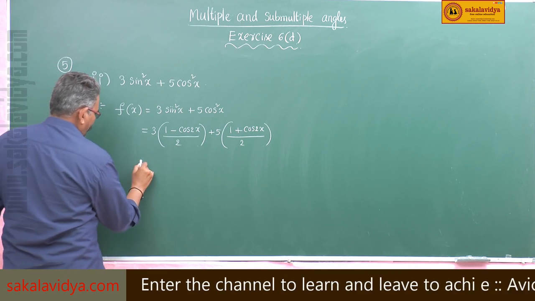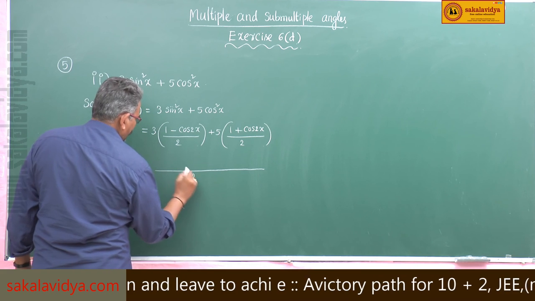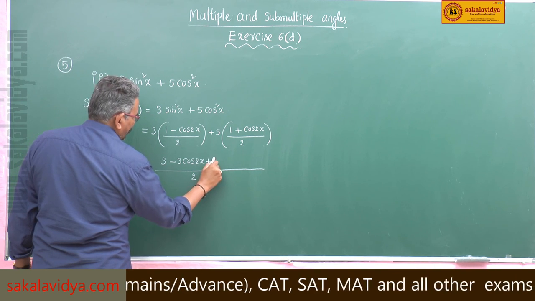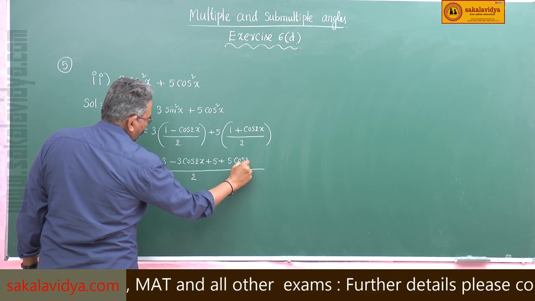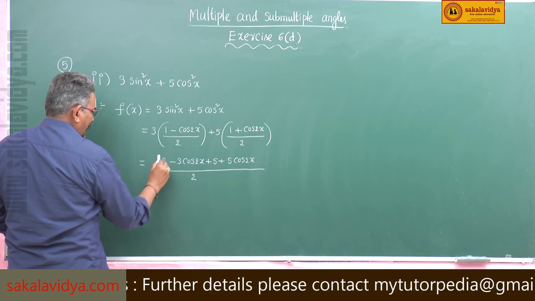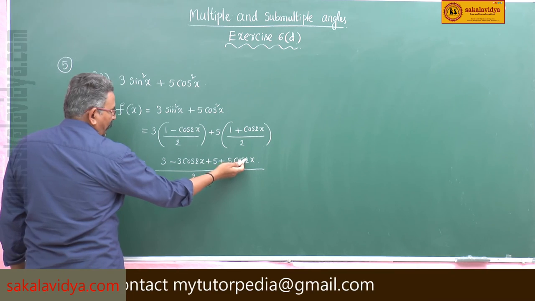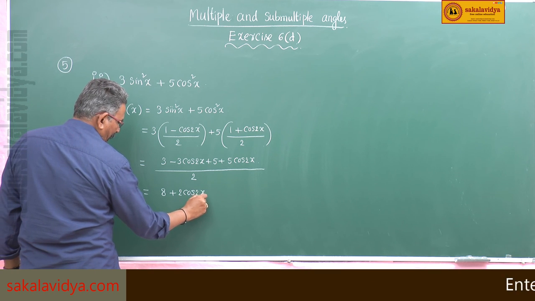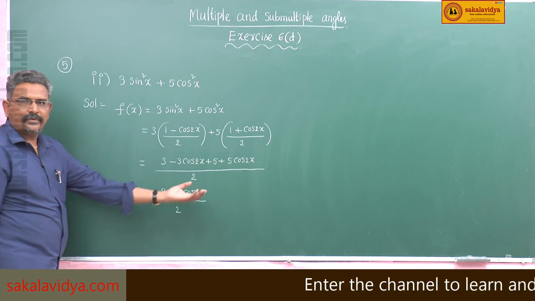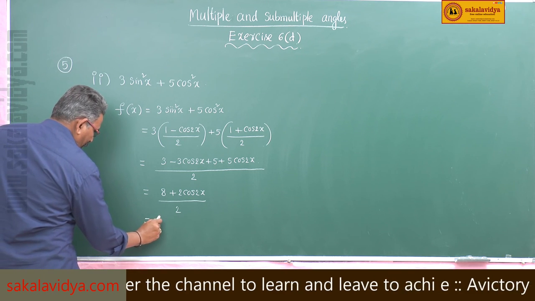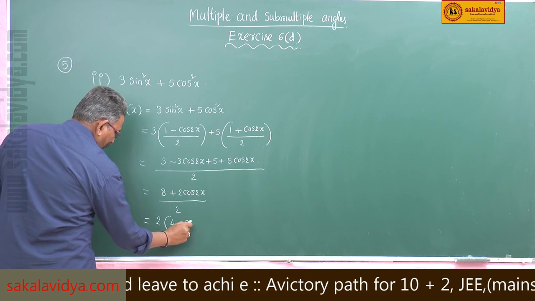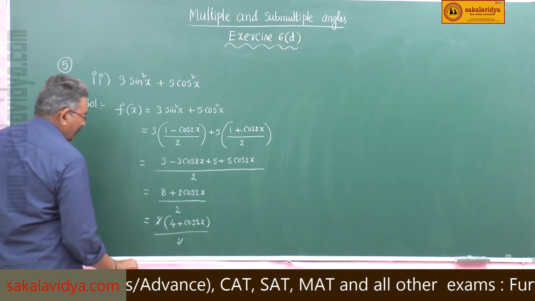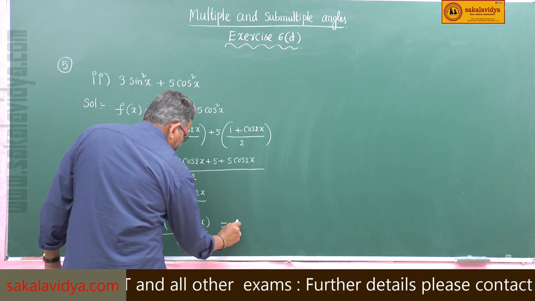Now, 2 is the LCM: 3 minus 3 cos 2x plus 5 cos 2x. Here 5 plus 3 is 8, and 5 cos 2x minus 3 cos 2x is plus 2 cos 2x, and divided by 2. From the numerator take 2 common, we get 4 plus cos 2x by 2. This 2 gets cancelled. Now, the function becomes 4 plus cos 2x.